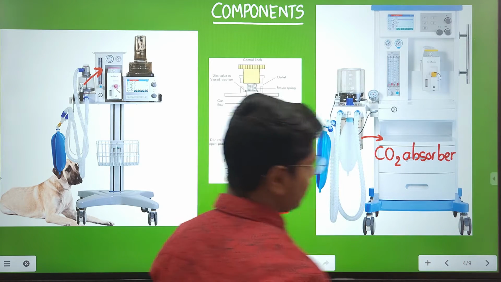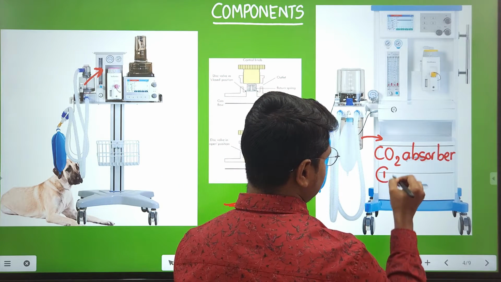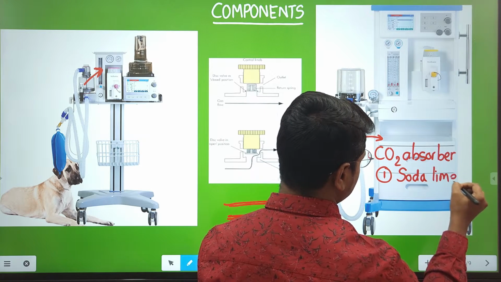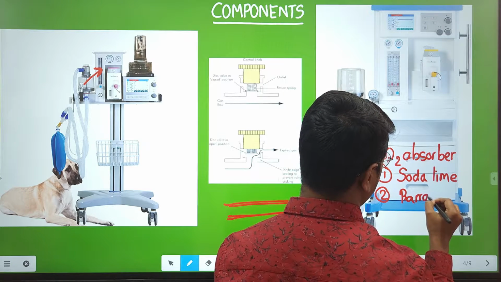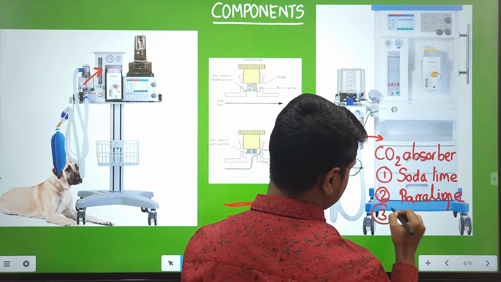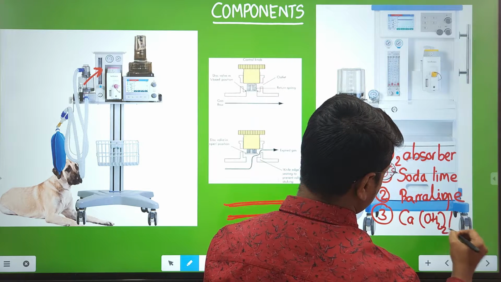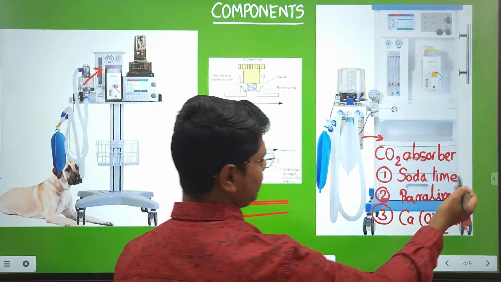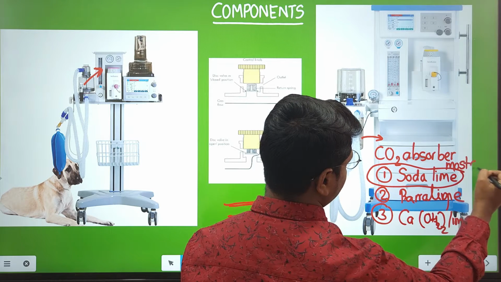Here we will find there are many agents which are used for CO2 absorption, just like soda lime, baralime, calcium hydroxide lime, and there are also some more. But soda lime is the most common one.